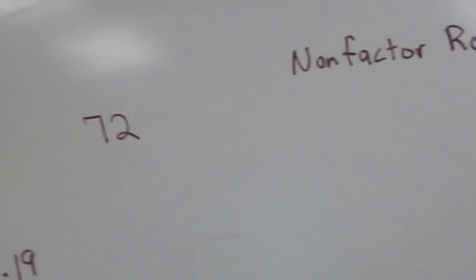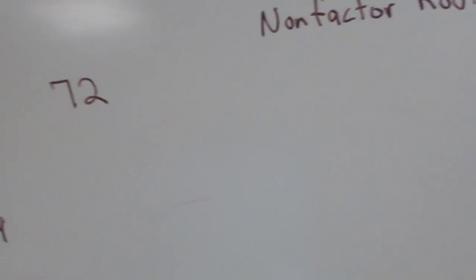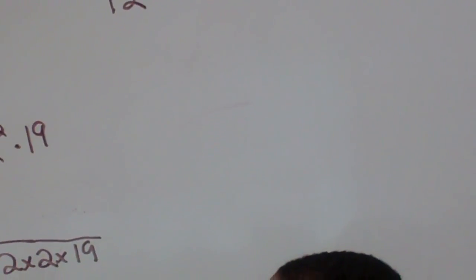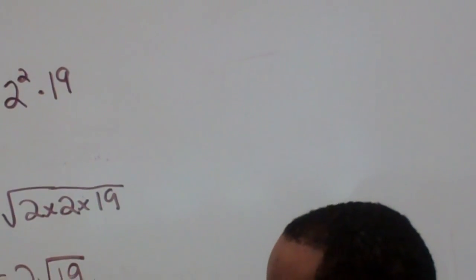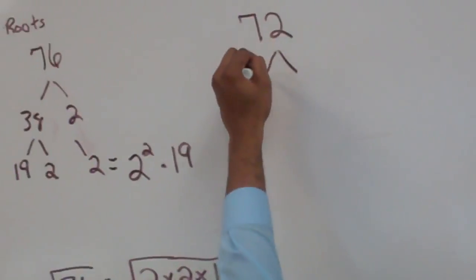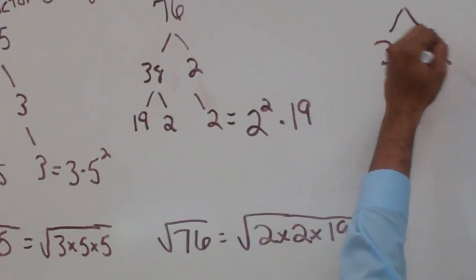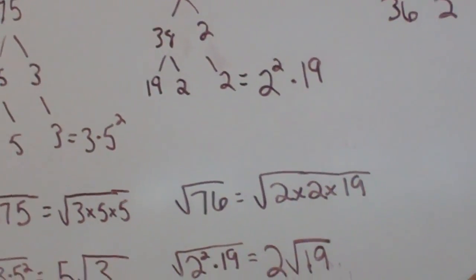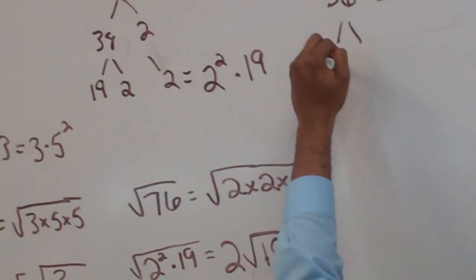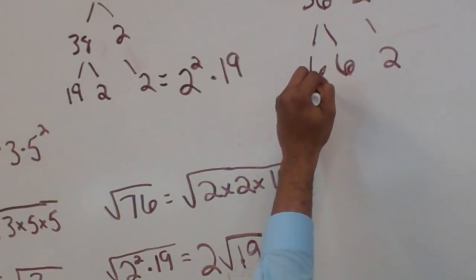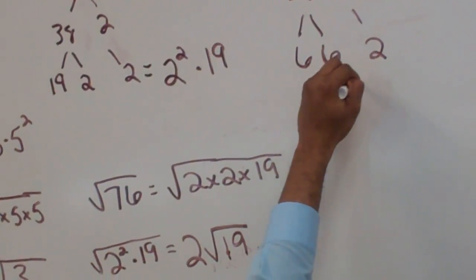If I factor out 72, what could I start with? 2 times 36. Can we break 2 down any further? No. Can we break down 36? Yes. What would it be? 6 times 6. And you can break both 6s into 3 times 2, so 2 times 2, and then, yeah.